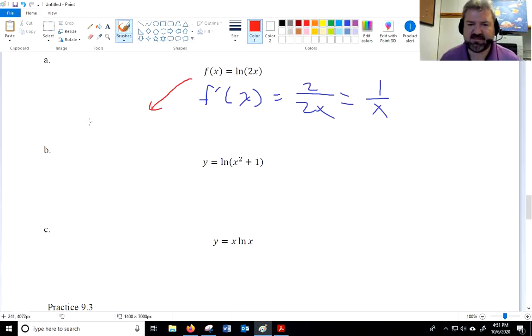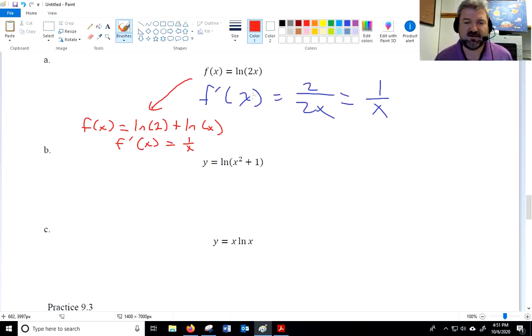Well, can't I expand this and say this is equal to the natural log of 2 plus the natural log of x? And natural log of 2, isn't that just a constant? And the derivative of a constant is 0. So this is just 1 over x. The derivative of the natural log is 1 over x.